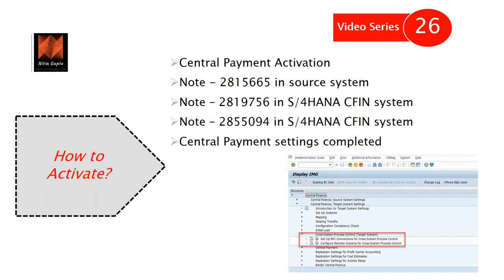Okay, how to activate it? Of course, central payment has to be activated in your system. Then you implement a couple of notes in the CFIN system, a note in the S/4HANA system, and in the ECC system, and of course there are a few dependent notes. I have not listed those here. It's assumed that your central payment settings in both systems are completed. Now, in the CFIN IMG, under central finance target system settings, they have added a folder called cross system process control in target system. There you can run the process or configure the required settings.